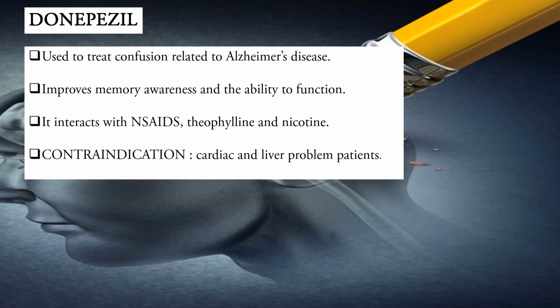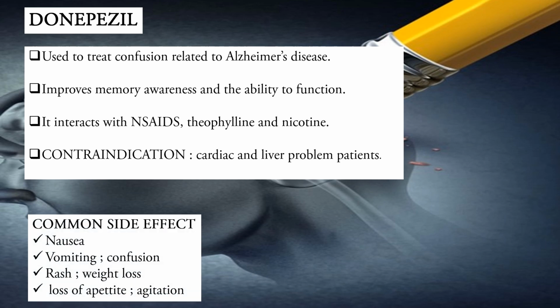And last, we are going to see the drug named donepezil. It is used to treat confusion related to Alzheimer's disease. This improves memory awareness and the ability to function. It interacts with NSAIDs, theophylline, and nicotine, and that is the reason it is contraindicated in patients with cardiac and liver problems.